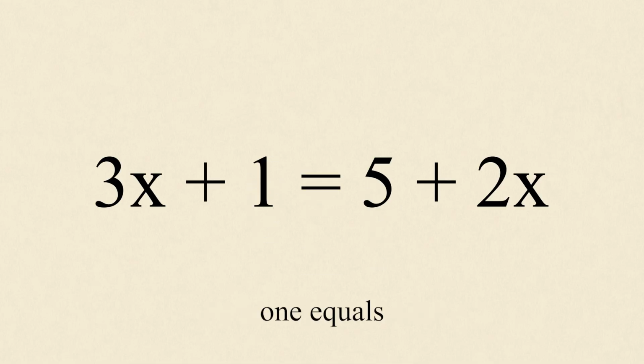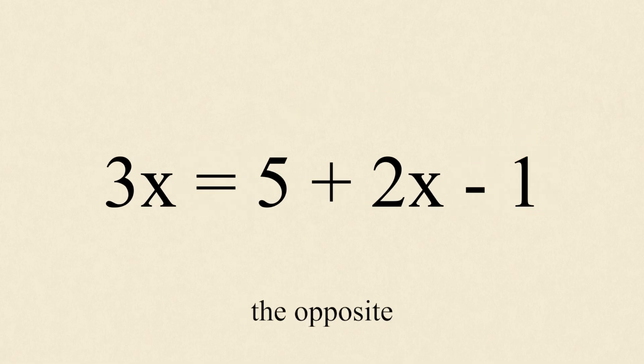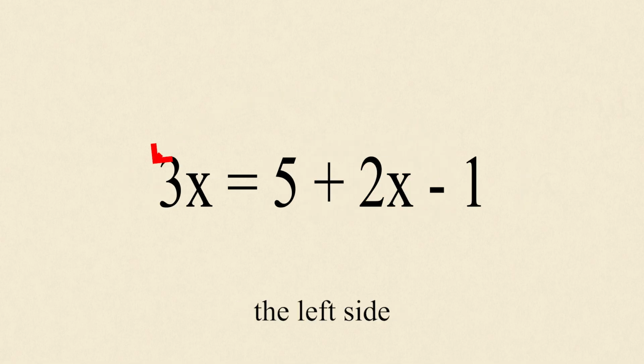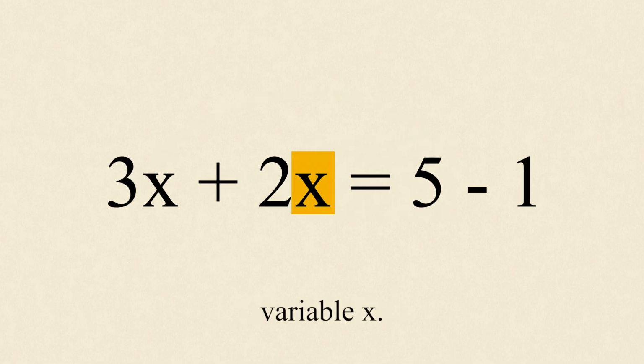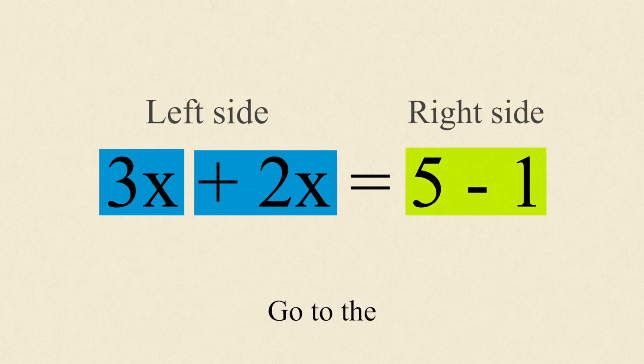Next, we have the equation 3x plus 1 equals 5 plus 2x. First, we move plus 1 to the right side and change its sign to the opposite, which is negative. Then we move 2x to the left side, because it contains the variable x. Remember, terms with x stay on the left side of the equation, and constant numbers go to the right side.